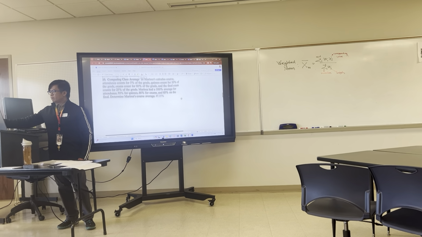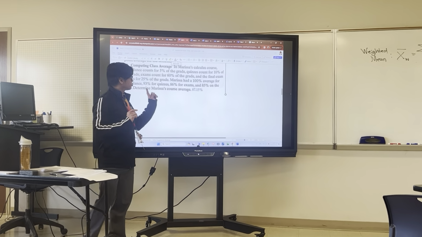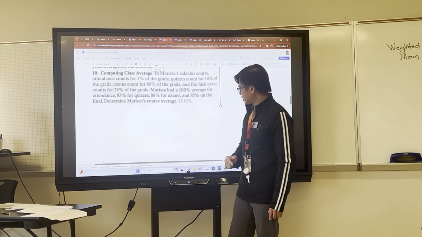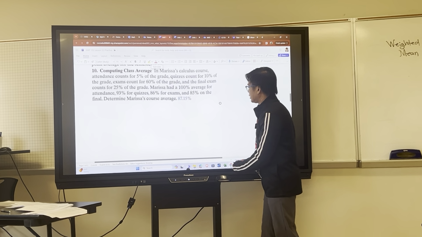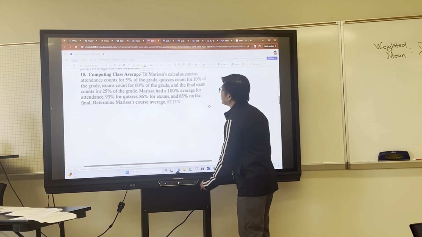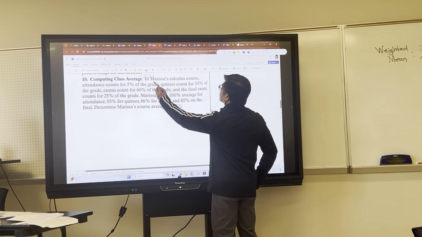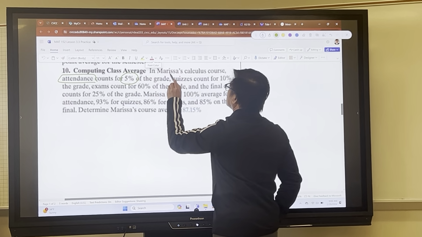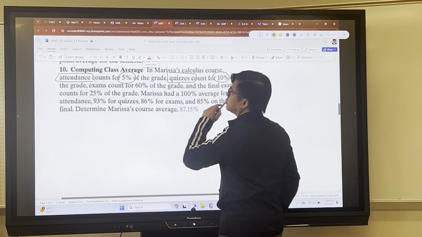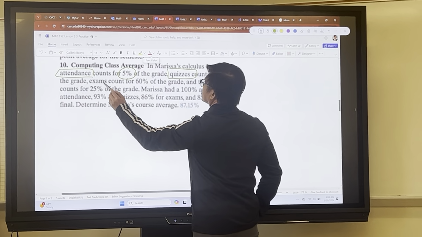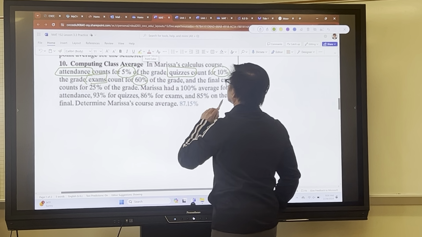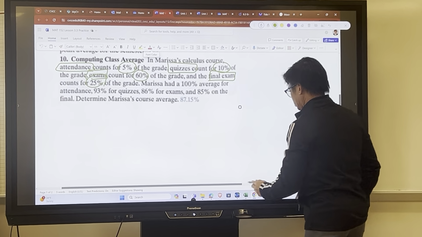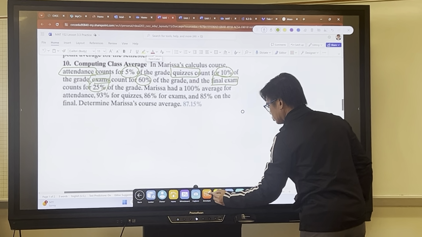use our weighted mean to do this question number 10, all right? Brett, let's read question number 10, please. Marissa's calculus class, attendance counts for 5% of the grade, quizzes count for 10% of the grade, exams count for 60% of the grade, and the final exam counts for 25% of the grade. Marissa has 100% average for attendance, 93% for quizzes, and 86% for exams, and 85% on the final. Determine Marissa's course average.